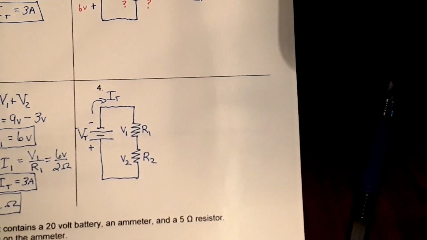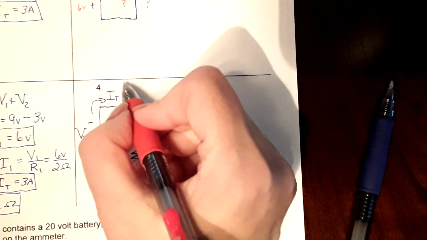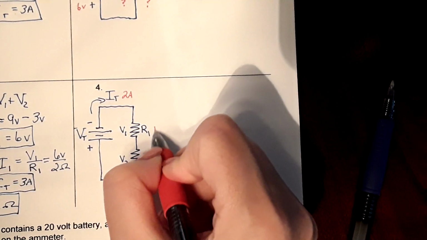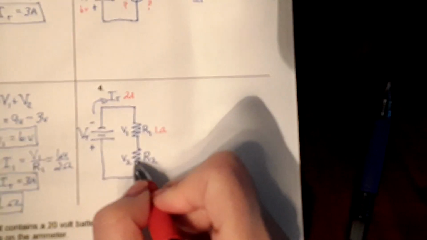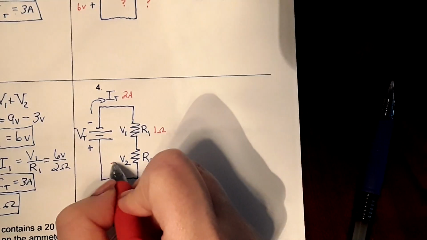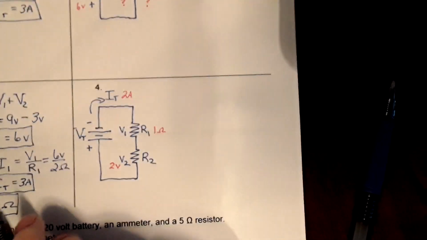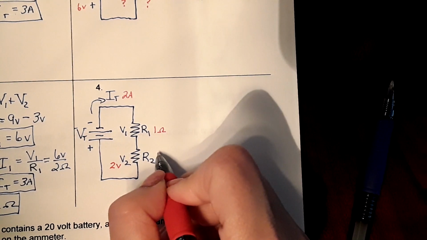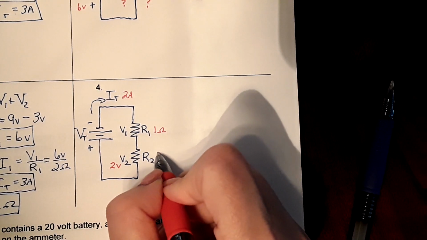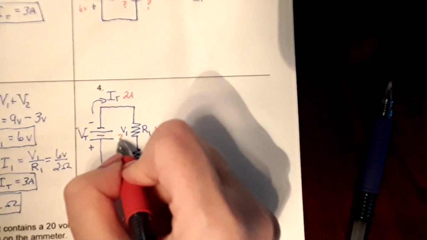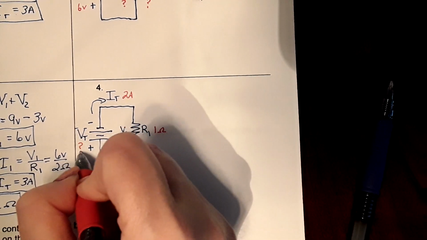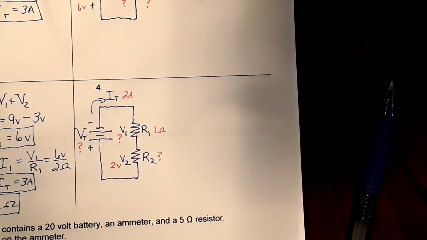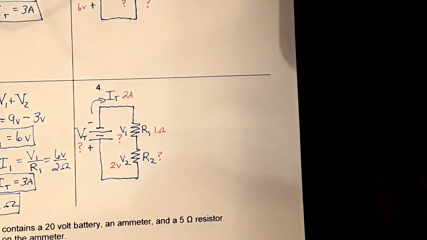Now, what do we know? We know that the total current is 2 amps. We know that R1 is 1 ohm. We know that V2 is 2 volts. Okay, now, using that information, you are going to use Ohm's Law along with your little tricks to determine R2, V1, and VT. Okay? All right, I'll leave it to you as an exercise to try to find that.